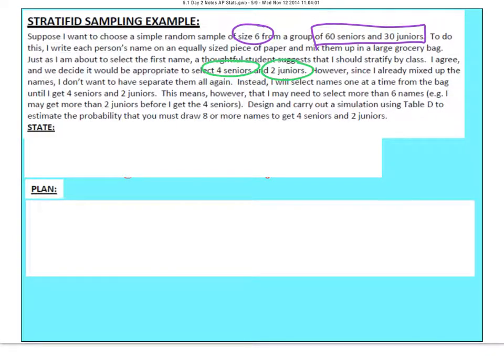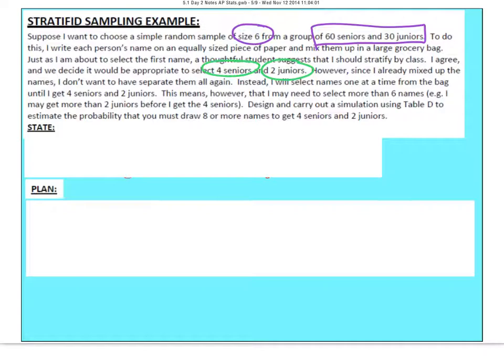Because if I get 8 seniors in a row and I have to keep drawing until I get a junior, it's more than 6. So design and carry out a simulation using Table D to estimate the probability that you must draw 8 or more names to get 4 seniors and 2 juniors.